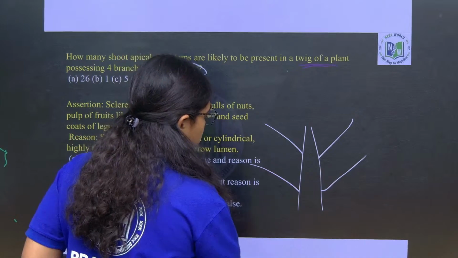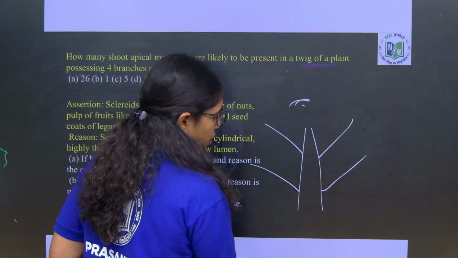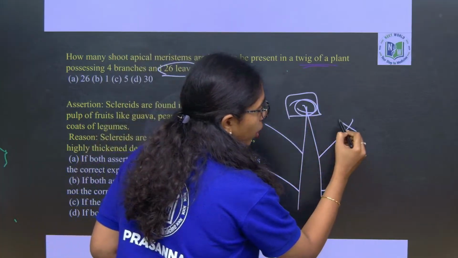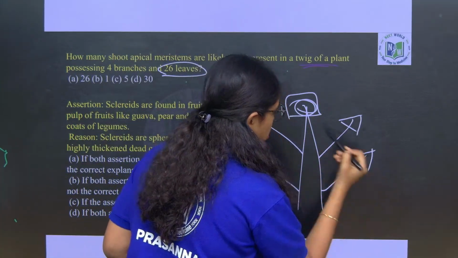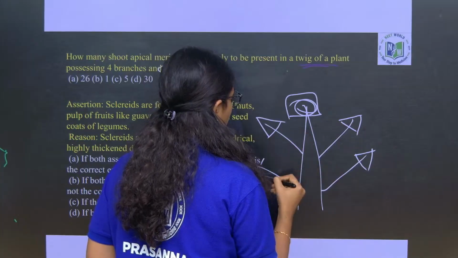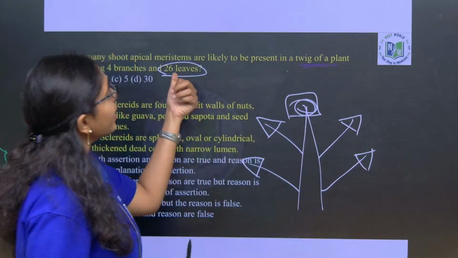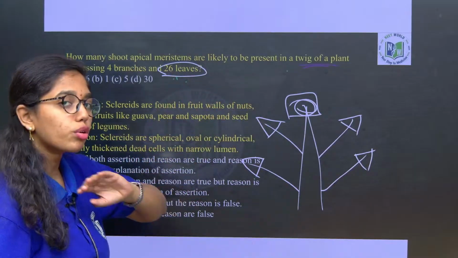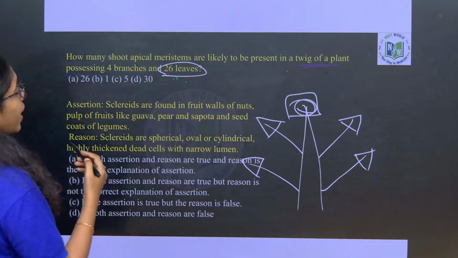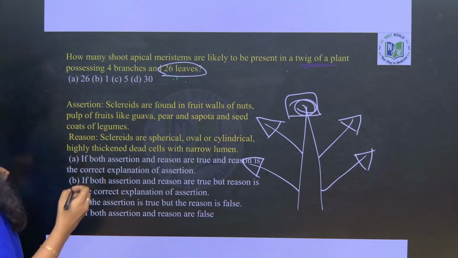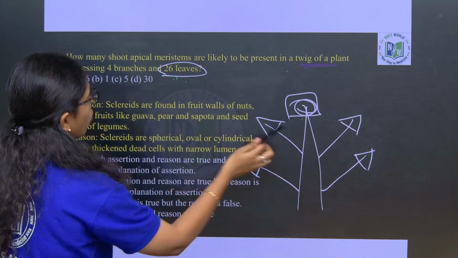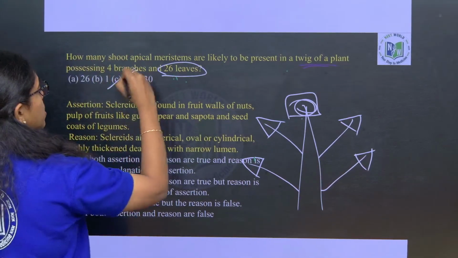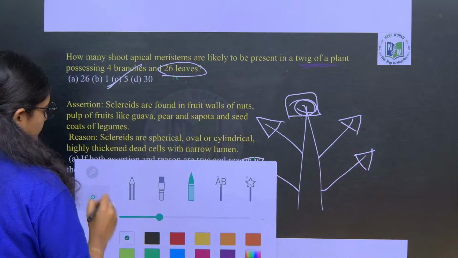Shoot apical meristem is present at the tip of the main branch and at the tip of the 4 branches. It is nowhere related to the number of leaves present in this twig, so do not get confused at all. How many shoot apical meristems are there in total? 1 plus 4, in total it is 5. So 5 shoot apical meristems are present, that is option C.